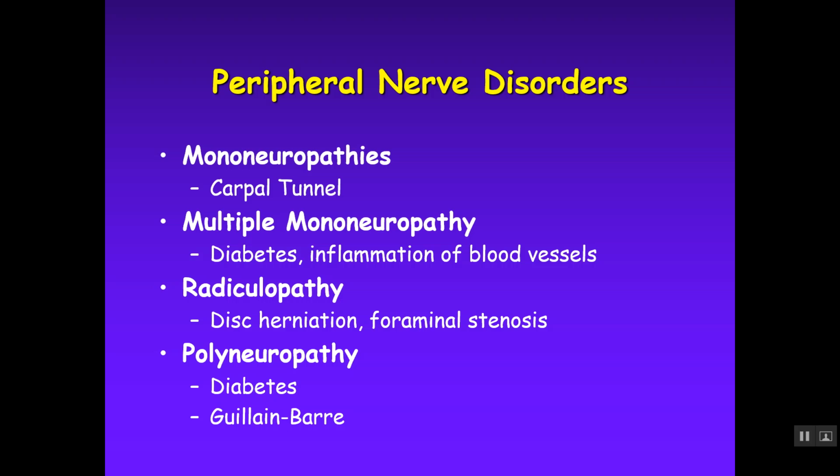Then we have polyneuropathies. Polyneuropathies would be things like diabetes, where you're getting multiple nerves distal to proximal, so all the nerves below my knee are being impacted. That's a polyneuropathy. I'm involving the saphenous nerve, popliteal nerve, all those kinds of things. Guillain-Barré is a form of polyneuropathy. It's affecting those anterior nerve roots and affecting multiple nerves, a polyneuropathy.